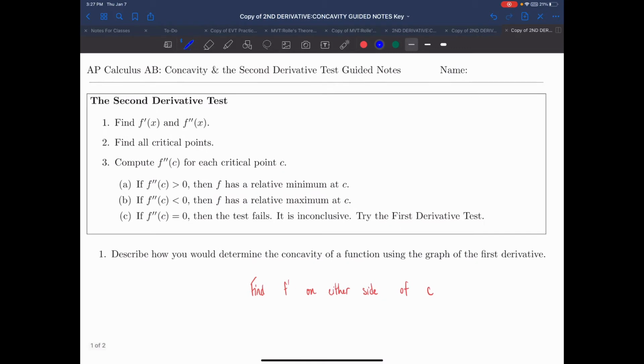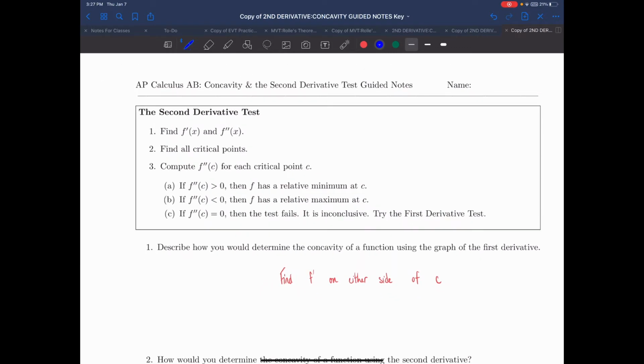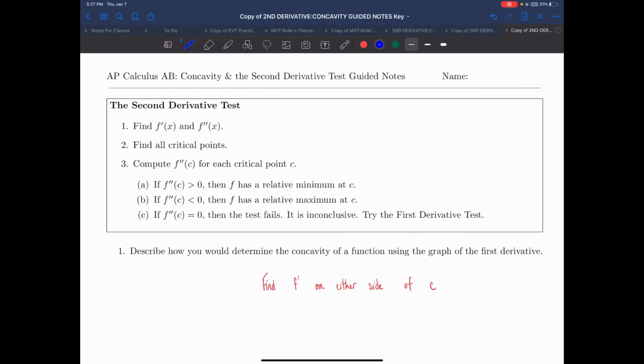For the first example here, this is going to make more sense when we do an actual full example, but this says describe how you determine the concavity of a function using the graph of the first derivative. Well, you're going to find f prime on either side of c. So the point in question, if it goes from positive to negative, it's going to be concave down. And then if it's negative to positive, it's concave up. So that's how you'd find it using the graph of the first derivative.